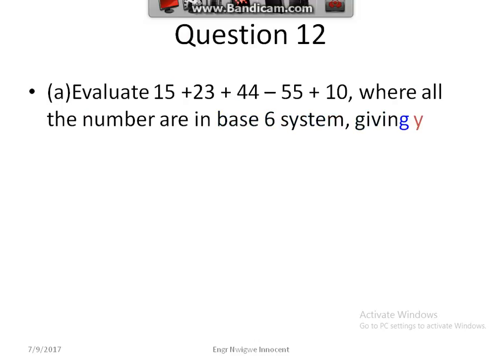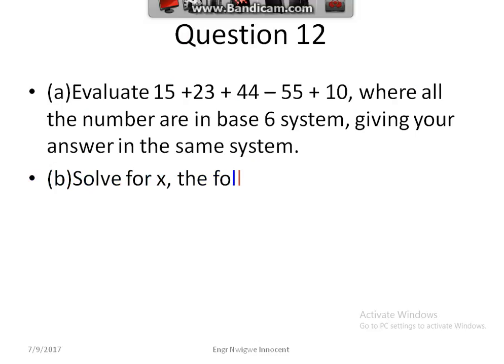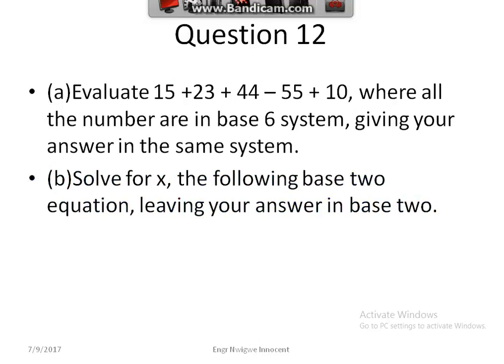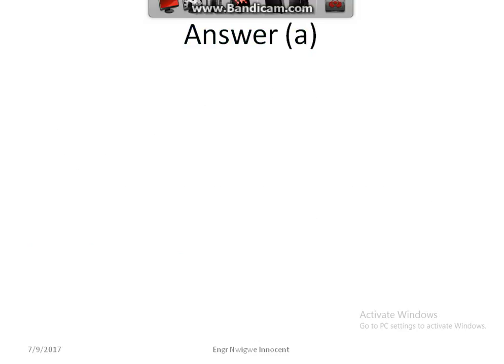Question 12. A. Evaluate 15 plus 23 plus 44 minus 55 plus 10, where all the numbers are in base C system, giving your answer in the same system. B. Solve for s the following base 2 equation, leaving your answer in base 2: (10s minus 11(1 plus s)) over 10 equals 101. We have to evaluate 15 plus 23 plus 44 minus 55 plus 10 in base C system.